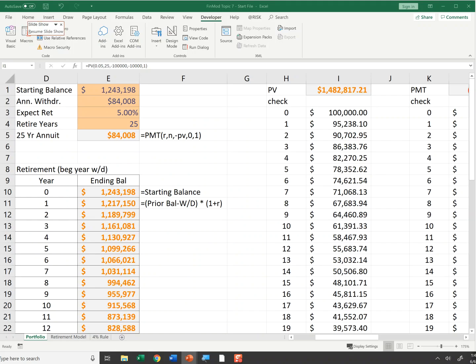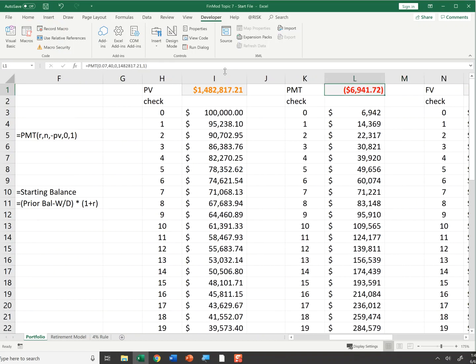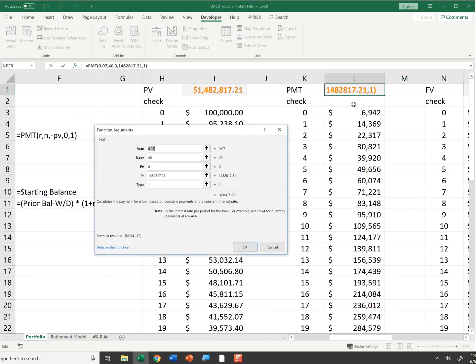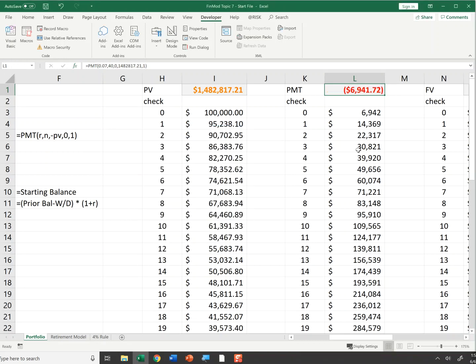Back to the spreadsheet. I'm going to use the payment function. And what I input is that I have 7% for 40 years until retirement. I have no money today, and I want a future value of $1.48 million 40 years from today, and I want to start contributing payments today. That's a 1 and not a 0. How much do I need to put in the account? And that's $6,941.71.